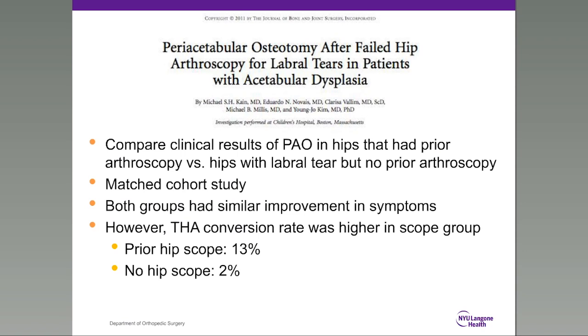This study looked at PAOs after hip arthroscopy and without hip arthroscopy. And both groups had similar improvement in symptoms, but the caveat here was that total hip conversion rate was higher in the scope group.